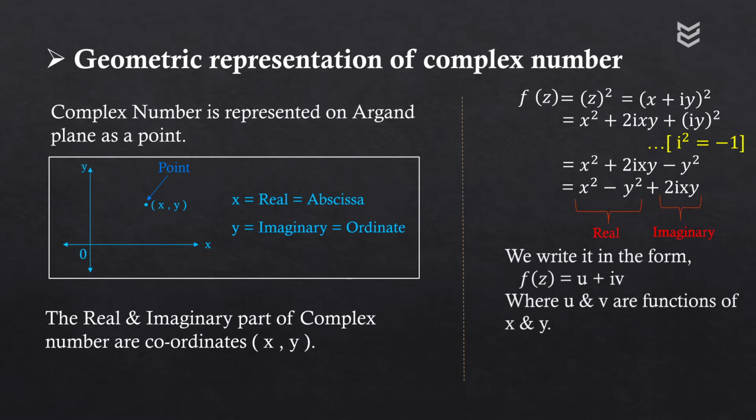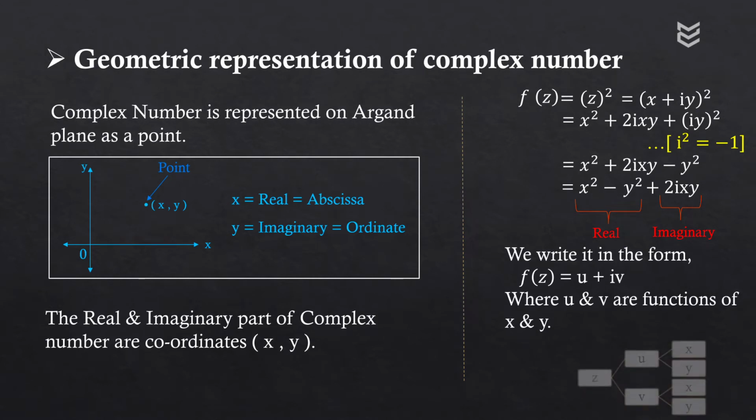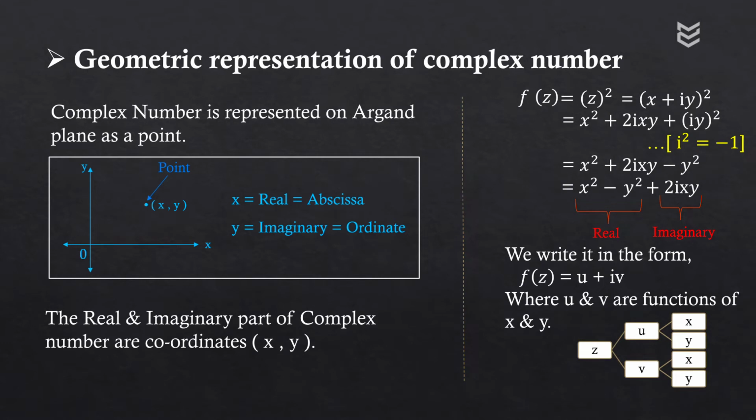We write it in the form f of z equals u plus iv, where u and v are both functions of x and y.